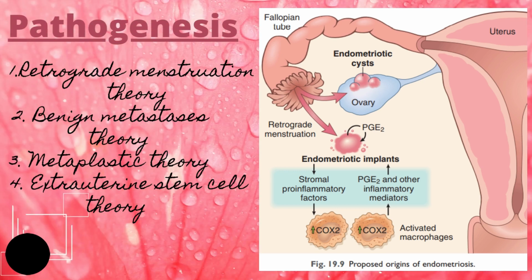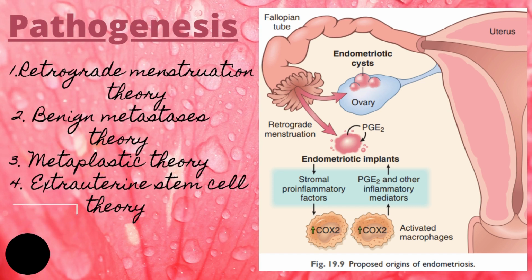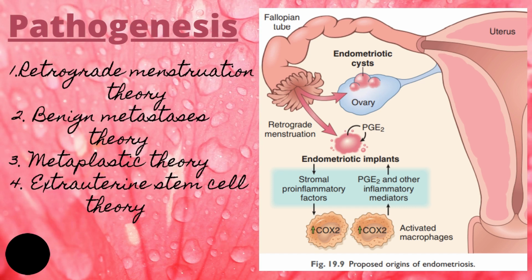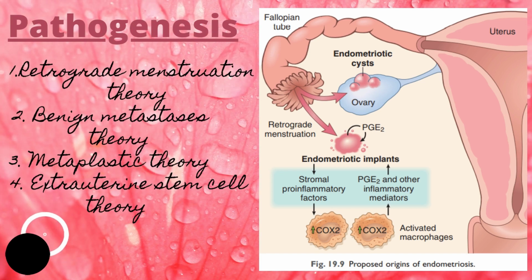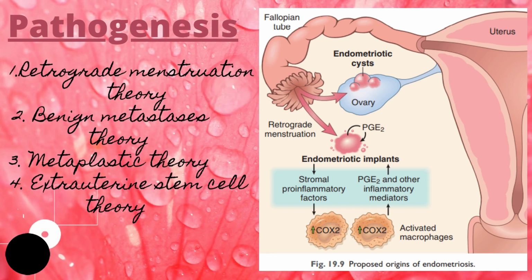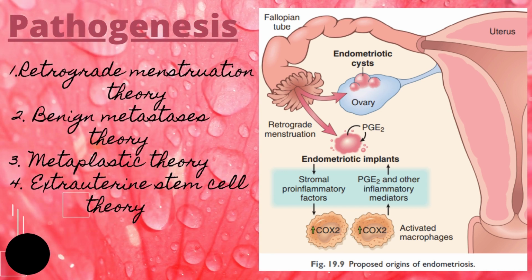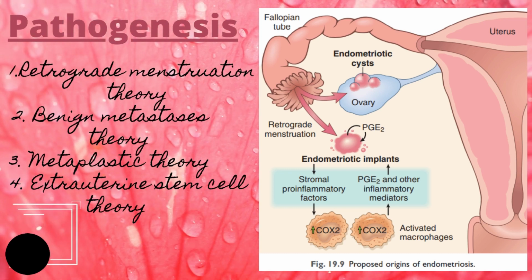Now let's talk about the extrauterine stem cell theory. According to this theory, the stem cells or progenitor cells from the bone marrow differentiate into endometrial tissue and then travel to other parts of the body and get implanted there. So these were four important theories that have been proposed to explain endometriosis.